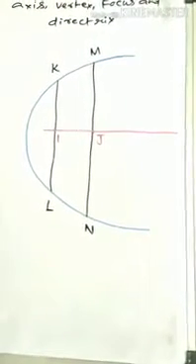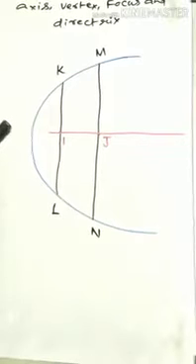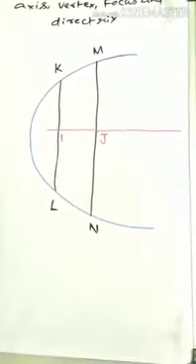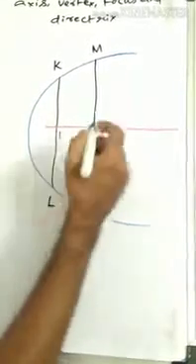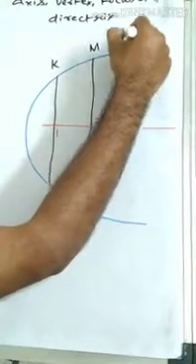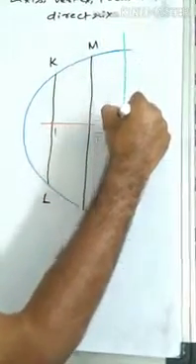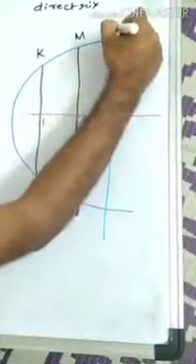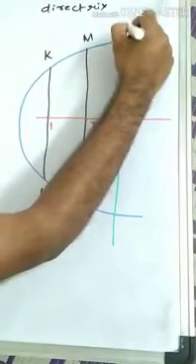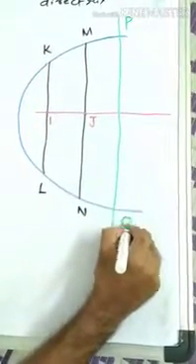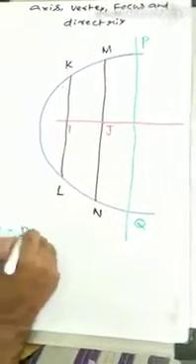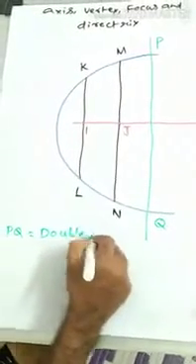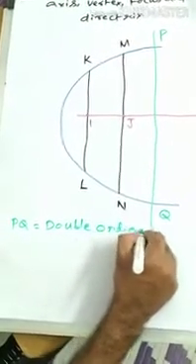After extension, you have to draw a perpendicular to this line, the IZ line. This perpendicular is going to cut the parabola. Now I am naming this as PQ. PQ is a double ordinate. I can call it a double ordinate.